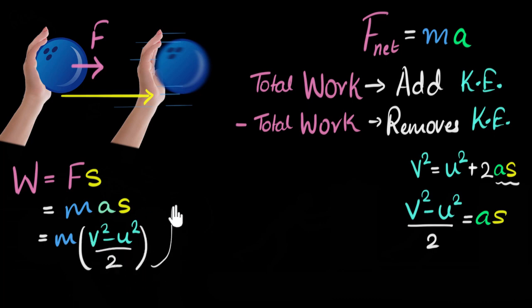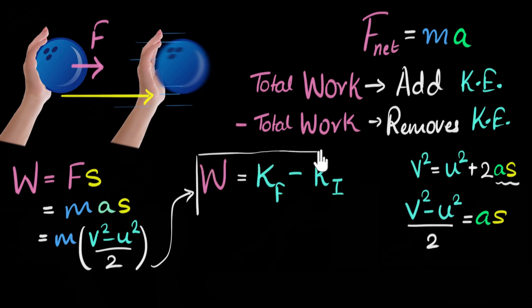And now if I open up that bracket, see what I end up with. Left-hand side is work, and that equals mv squared by 2. What is mv squared by 2? That's the kinetic energy, final kinetic energy. So we can call it the final kinetic energy, minus, you get mu squared by 2. What is mu squared by 2? That will be the kinetic energy initially, before I started pushing it. And this is the work energy theorem mathematically.